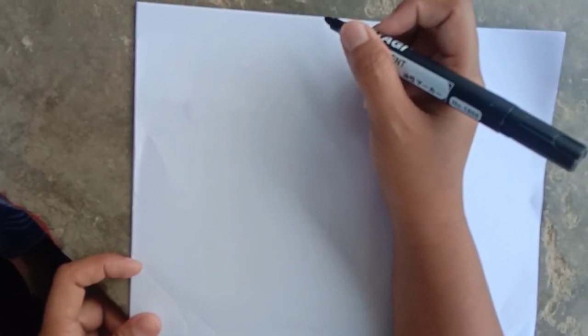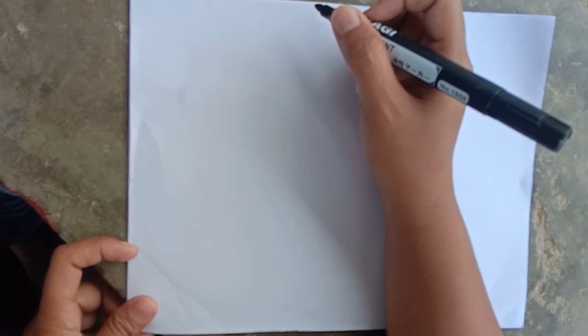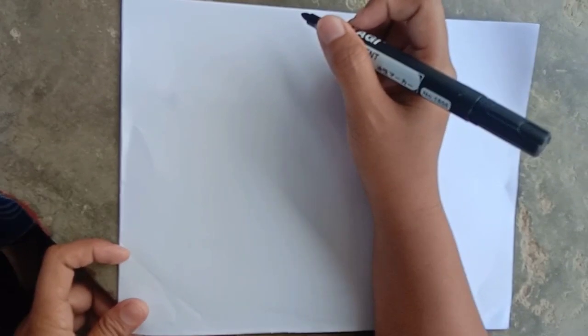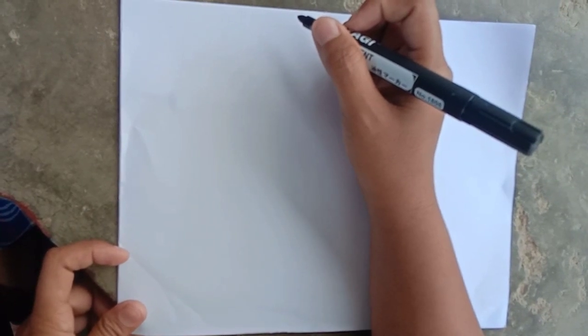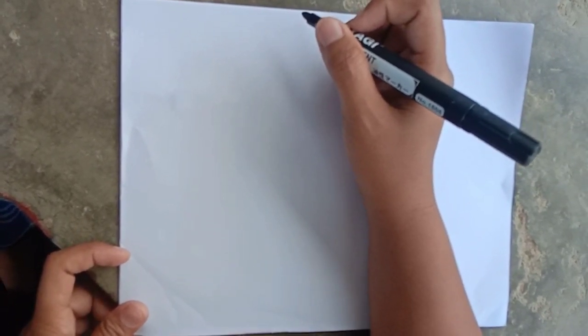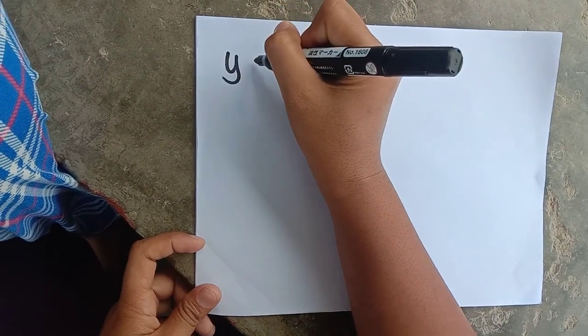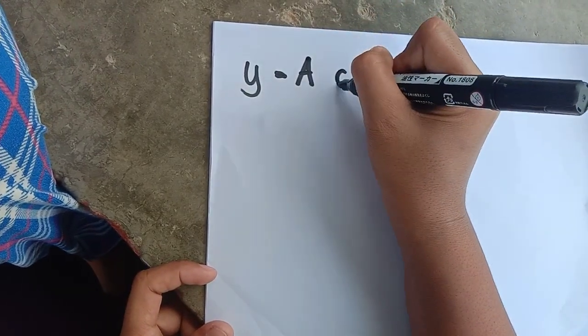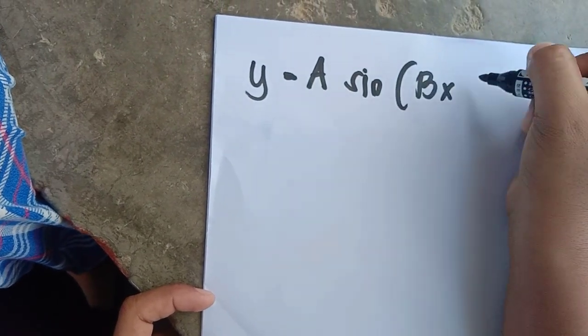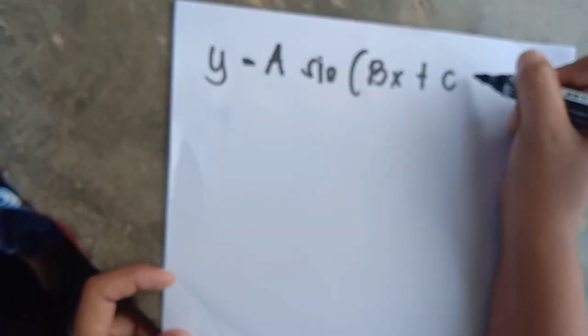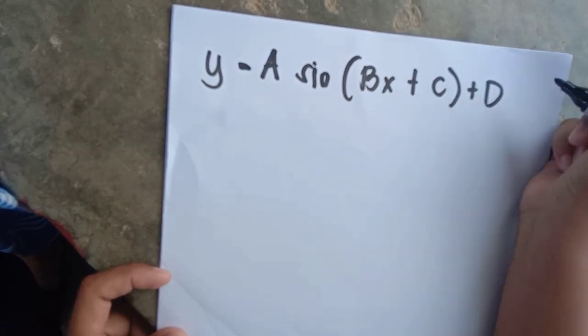In this video, we are going to discuss the sine, cosine, and tangent functions. Now we will start with the sine function. First, we need to elaborate the formula of the sine function: y equals a sine times the quantity of bx plus c, plus d.